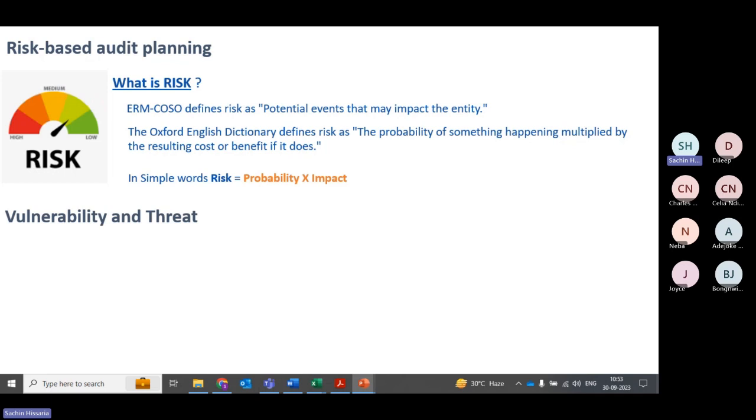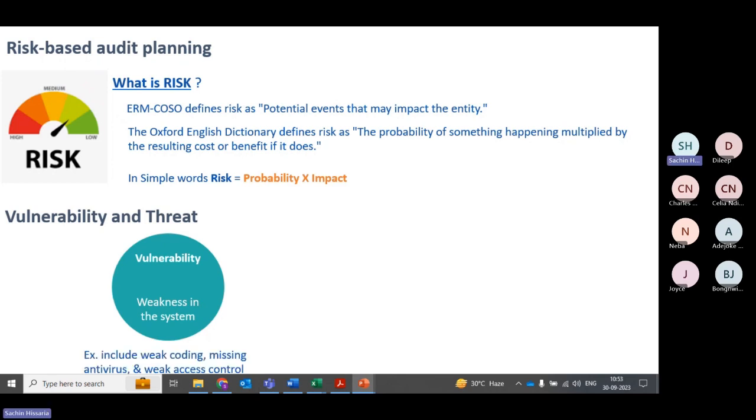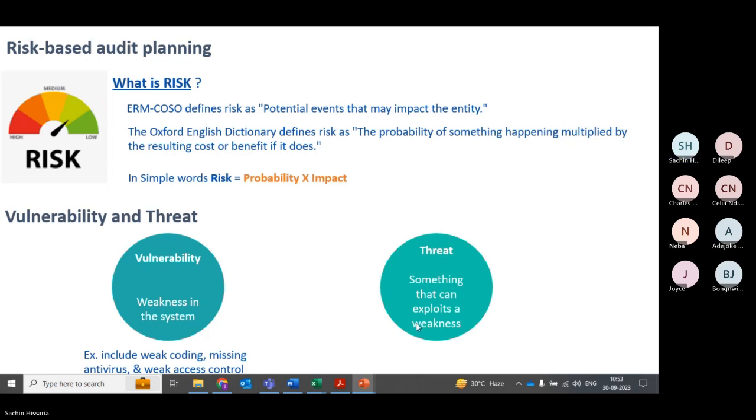Now, in risk, as you mentioned, there are two very important terminologies. One is vulnerability, and another is threat. What is a vulnerability? Vulnerability means weakness in the system. And what is a threat? A threat is something that can exploit the weakness.